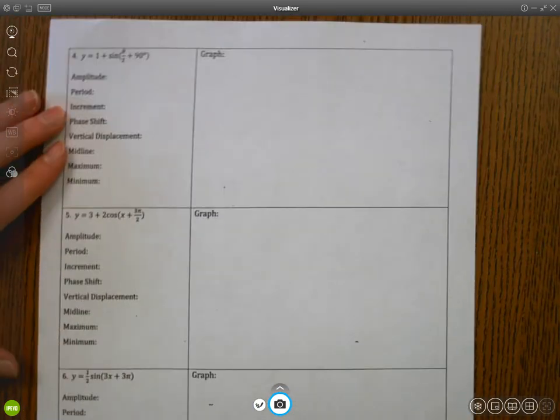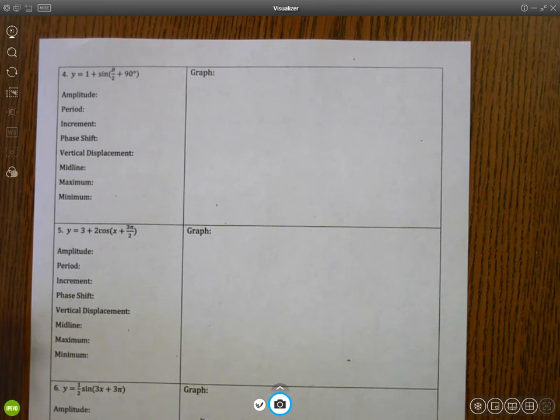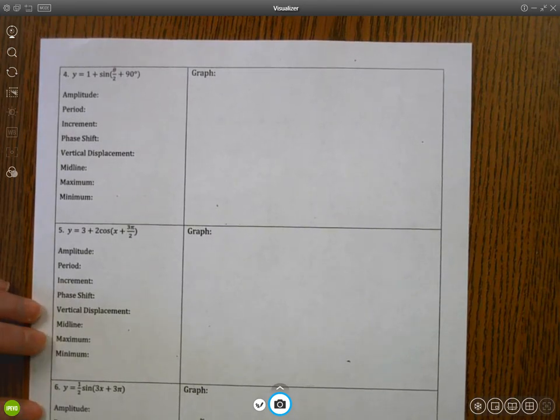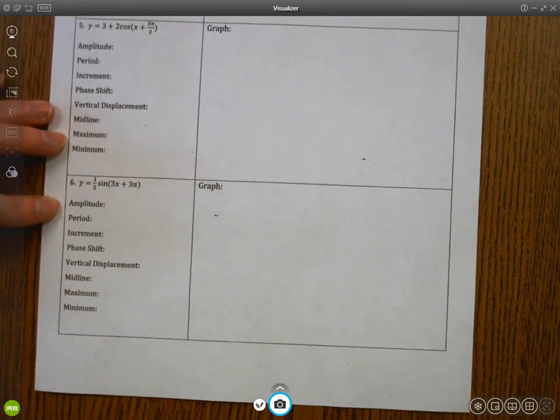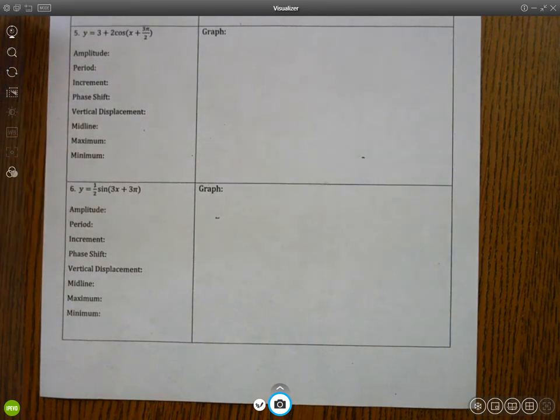Alright, so I'm going to give you a second, copy that number 4 down if you didn't print this paper. Pause the video because I'm not going to wait long enough for you to write it all down. And then also number 6, you need to write that one down because 4 and 6 is what you're going to do for homework tonight.